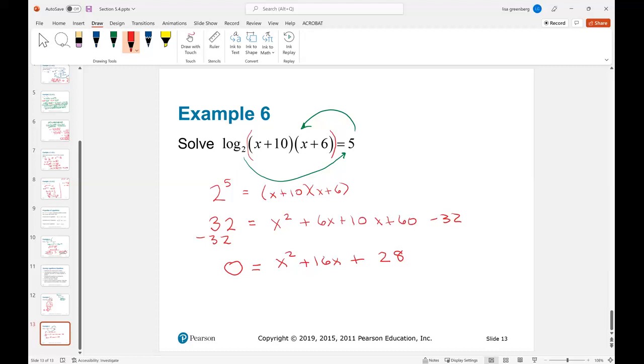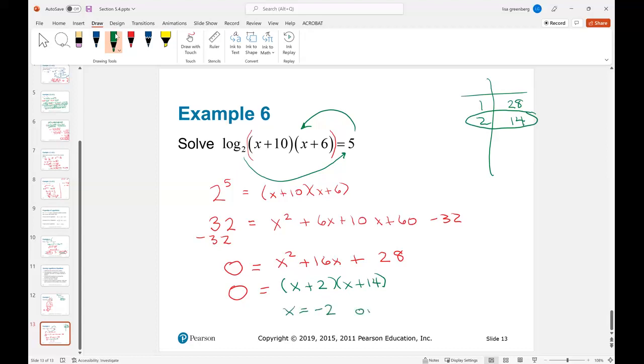And now we want to factor this. So if you're not very good at factoring, you could always make yourself a table. So 28 is 1 and 28. 2 and 14. 2 and 14, if I add those together, I'm going to get 16. So that is my factors. So I get x plus 2 times x plus 14, which means that x is equal to -2 or x is equal to -14.